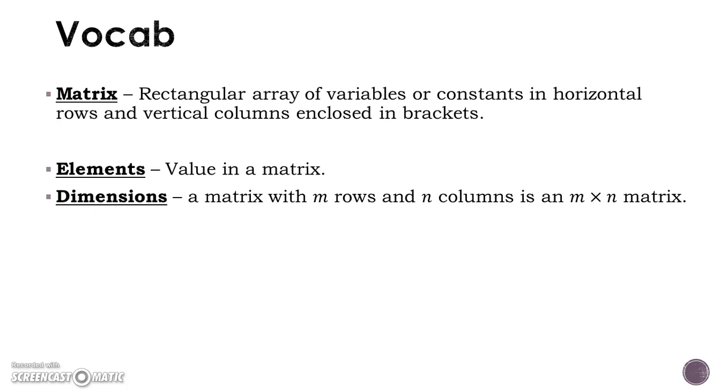So a matrix is a regular array of variables or constants in horizontal rows and vertical columns enclosed in brackets. An element is a value in a matrix. The dimensions of a matrix with m rows and n columns is m by n.